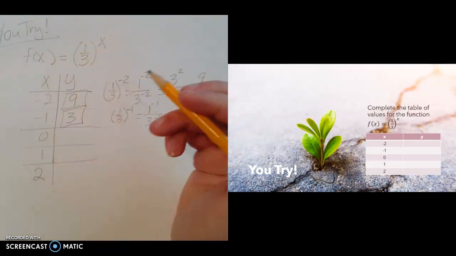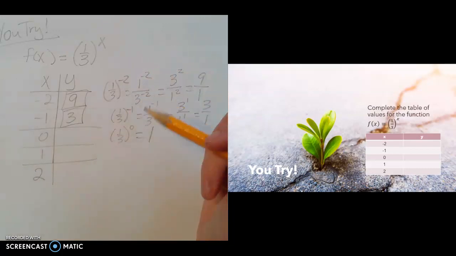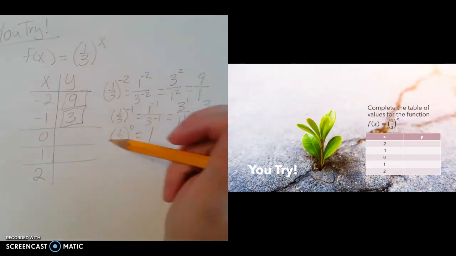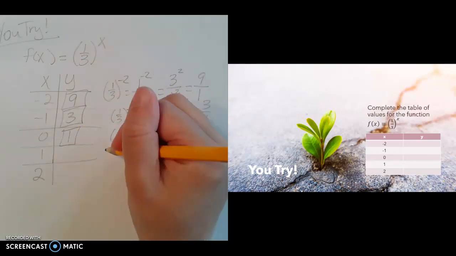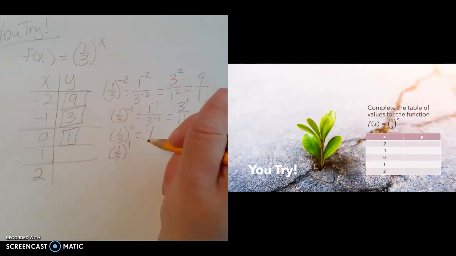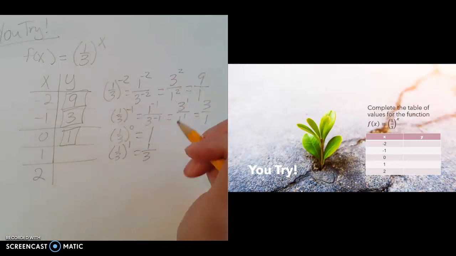What if x is 0? Well, anything to the 0 power is 1, so 1/3 to the 0 power would be 1. What if x is 1? Then we'd have 1/3 to the 1st power, which would just be 1 to the 1st over 3 to the 1st, so that's 1/3.